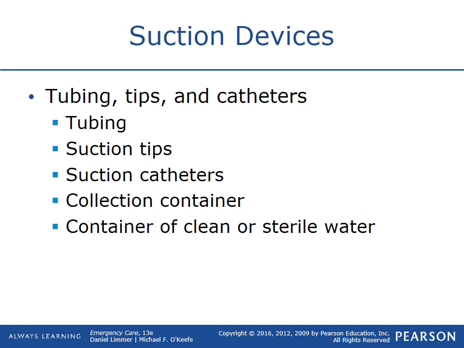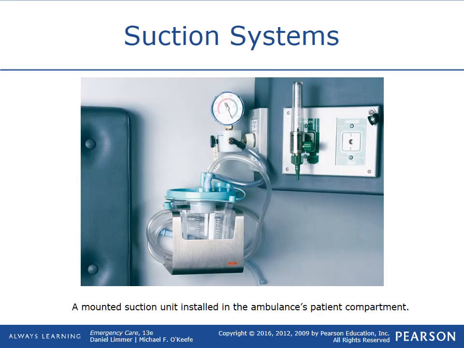You should also keep a container of clean or sterile water close by, because if you get some really chunky or thick secretions that you're suctioning, the tubing and the catheter may become clogged, and then you can put it in clear water and actually clear it out. Here's an example of a suction unit installed on the ambulance patient's compartment.